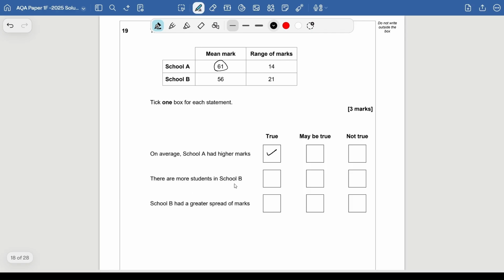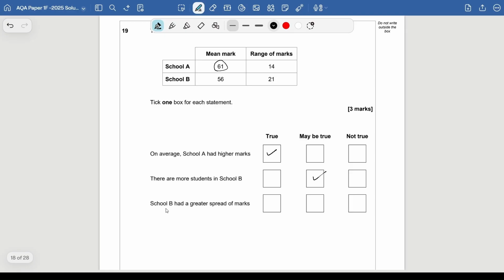There are more students in school B. This information is insufficient for me to say how many students there are in any of these schools, because the mean mark or the range of marks will not tell me anything about the total number of students in a particular school. So it may be true, it may not be true. I will say maybe true. I cannot say anything for sure here.